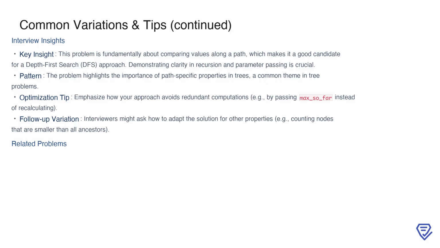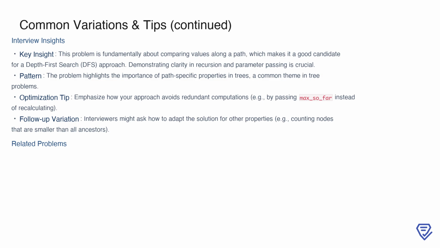This problem also highlights the importance of understanding path-specific properties in tree structures, which is a recurring theme in many tree-related problems. To optimize your solution, emphasize how your approach avoids redundant calculations, such as recalculating the maximum for each node. Additionally, interviewers might present follow-up variations to test your adaptability, such as asking you to count nodes with different conditions, like those smaller than all their ancestors, so be prepared to adjust your logic while keeping the overall structure of your solution intact.